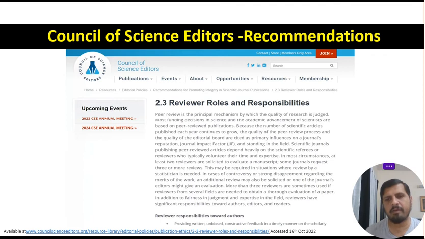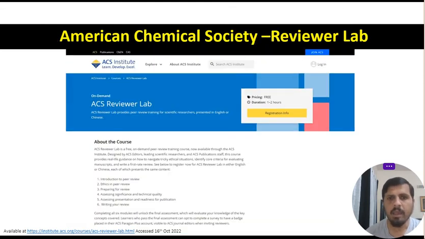The Council of Science Editors has given a very good detailed recommendation on what entails a good peer review, what is the role and responsibility of a peer reviewer, what he is supposed to write in the peer review report, what are the responsibilities that he or she owes to the journal, and what he or she owes to the editor. So it's an excellent resource. The link is given at the end of this slide. So you can explore that, an excellent resource from the Council of Science Editors.